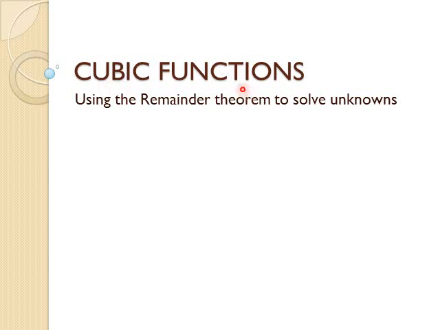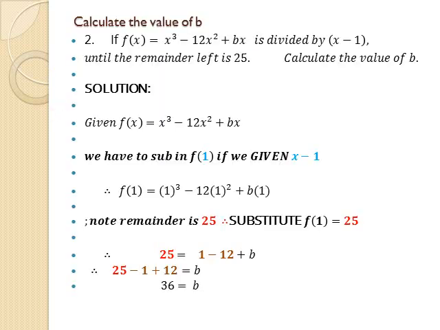Good day and welcome. In this cubic function lesson, we're using the remainder theorem to solve for unknowns. Given f(x) = x cubed minus 12x squared plus bx, divided by x minus 1, the remainder left is 25. Calculate the value of b.